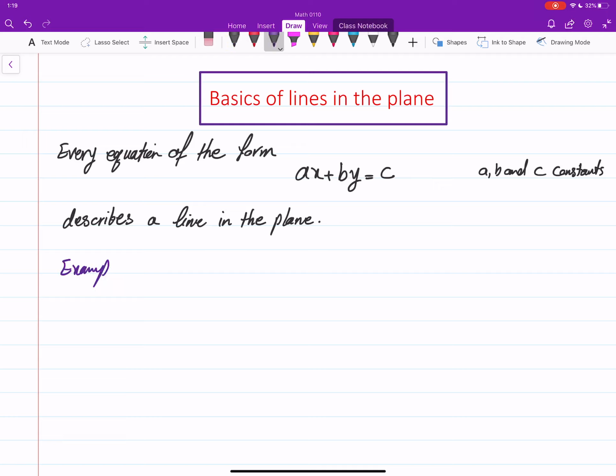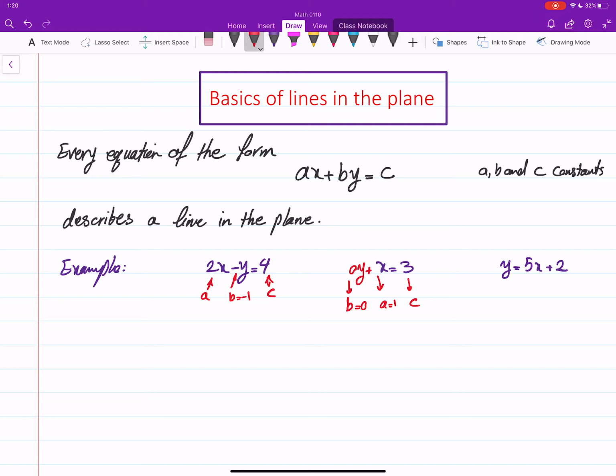plus 2. Just note here that the coefficient a is 2, b is -1, and c is 4. For x equals 3, we don't have any y. That means that the coefficient of y is 0, so b is 0. a is the coefficient of x, which in this case is 1, and c is the constant.